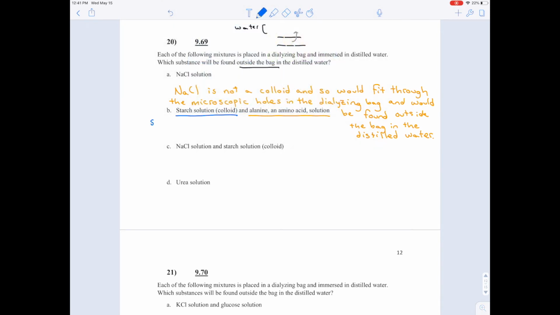So you could say starch is a colloid and won't be found outside of the dialyzing bag.